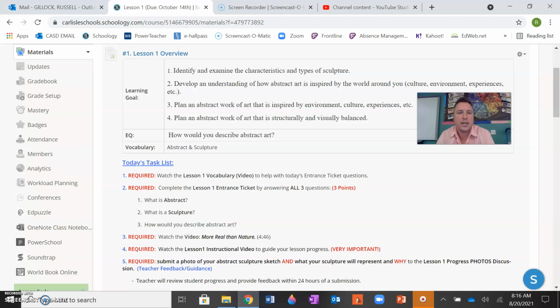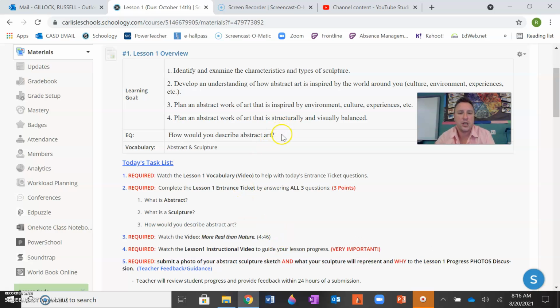And then you'll plan the abstract work of art that is structurally and visually balanced. It's very important when creating any kind of sculpture that it stands upright, it's structurally balanced, it's not going to fall over. And then for the visual balance, you want to make sure the design is included in the round, in the entirety of the sculpture itself.